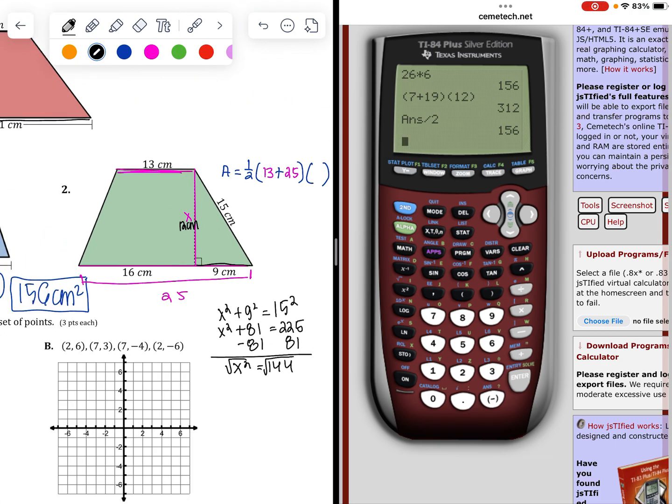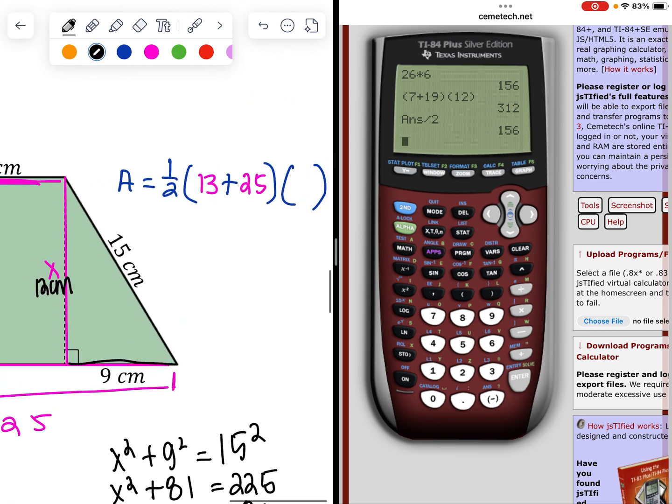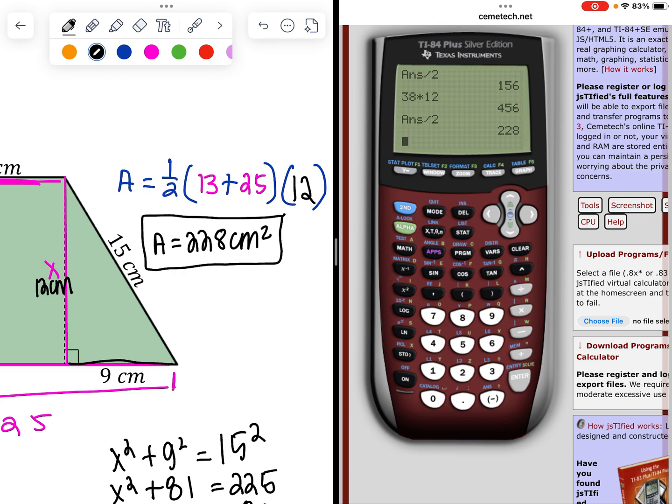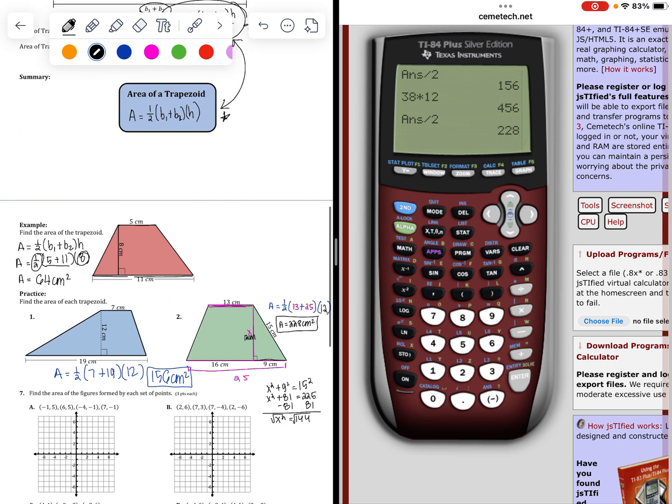So now make sure you don't say, my answer is 12 centimeters. Put 12 in for your height and then put that in your calculator. So I'm going to do 13 plus 25, which is 38, times 12, divided by 2. And I get 228 centimeters squared. These happen to all be centimeters for our lengths. So centimeters squared for our area, that could change to any sort of measurement.